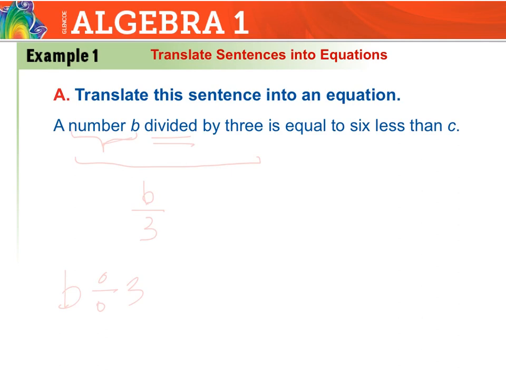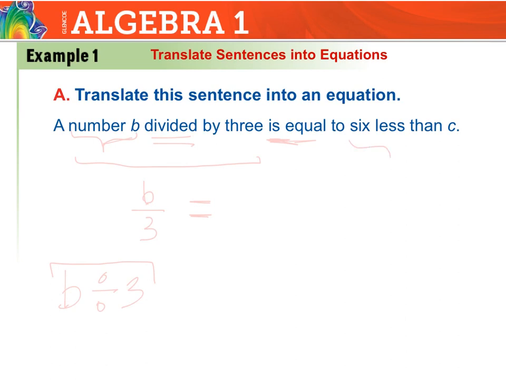That's the not so great math way. We need to start using fractions, because fractions show us division, and this is the grown-up way to do this. So there's b divided by 3. Then it says is equal to 6 less than c.